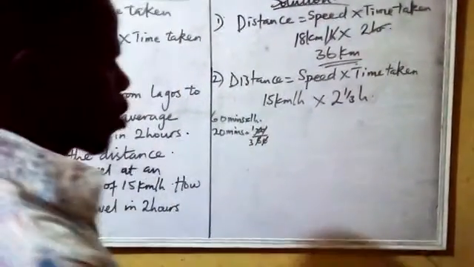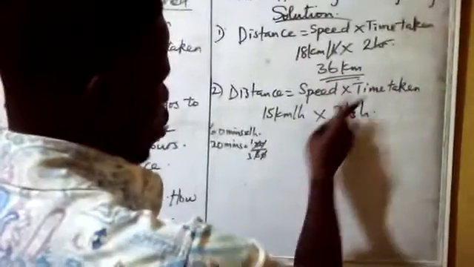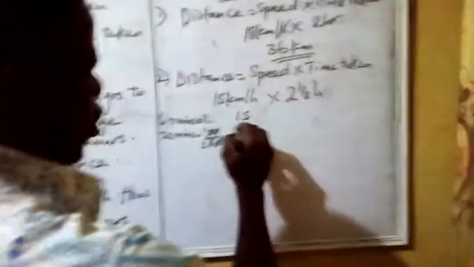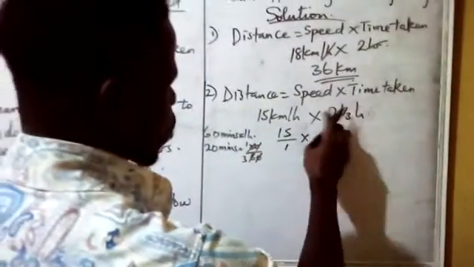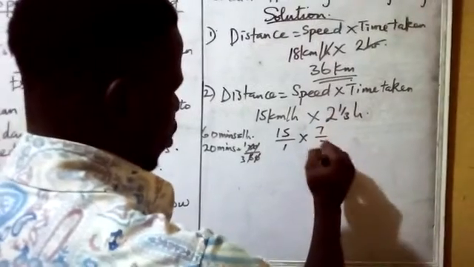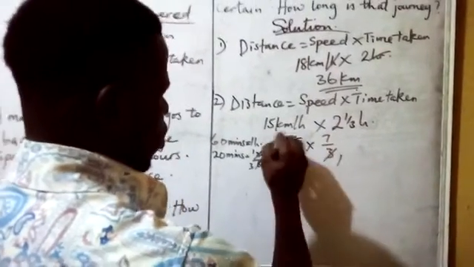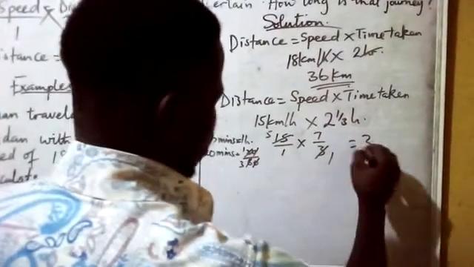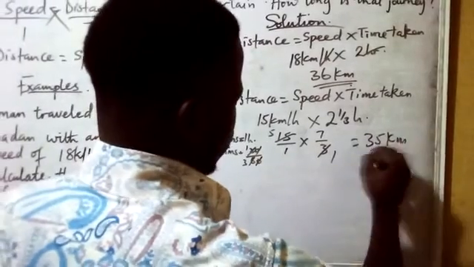So that's how to change 2 hours 20 minutes to hours. Now we multiply. Change this to an improper fraction. This will be 15 over 1 times 2 times 3, 6 plus 1, 7 over 3. 3 into 3 gives us 1, 3 into 15 gives us 5. 5 times 7 will give us 35 kilometers.